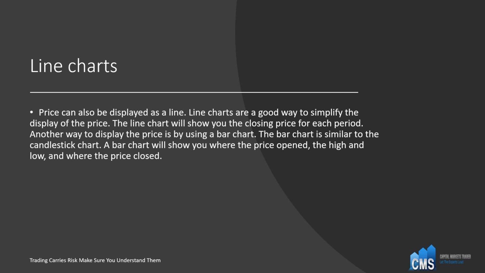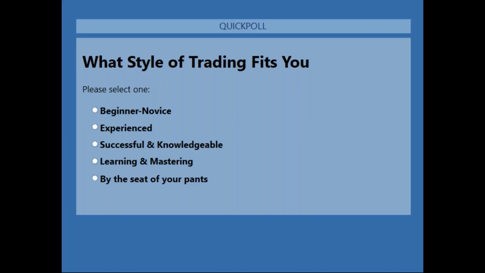So there are 3 basic types of charts. The first is called a line chart. A line chart is the simplest of charts. It really can't be used for trading because it doesn't have enough information or detail. Line charts are a good way to simplify the display of price. The line chart will show you the closing price in most cases. Now, it used to be, again, before we had all of this computerized equipment that would give us all this stuff, line charts are always based on the closing price for that time period.